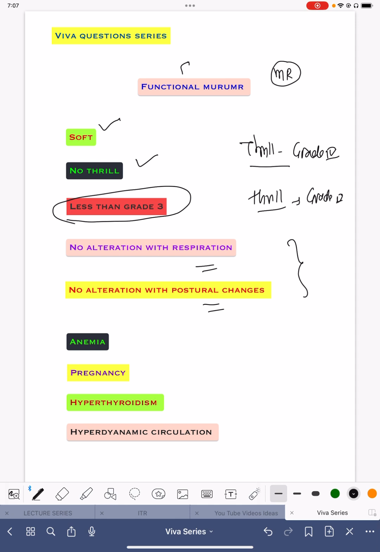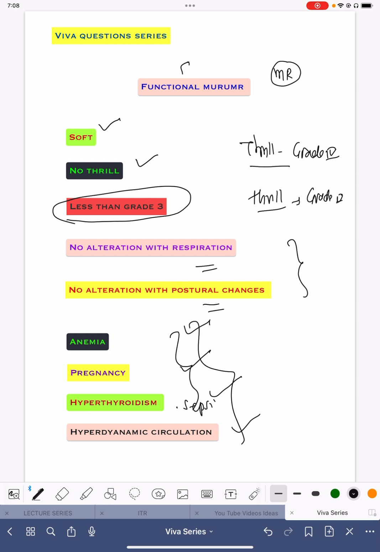So why do we get this functional murmur then? There are certain conditions like anemia, pregnancy and hyperthyroidism. These are all hyperdynamic circulations where the blood volume is very huge compared to a normal person. That is the reason why we can see this murmur, though actually that is not a murmur, it is just an exacerbation of normal sounds. This can also be seen in sepsis, where there is increased heart rate or increased fluid volume.